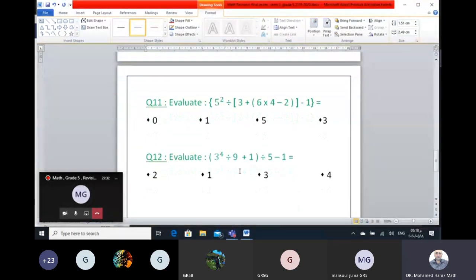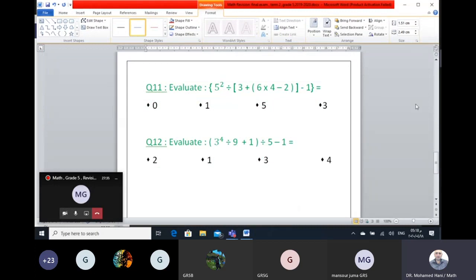Question 11. Evaluate means find the value. We have this mathematical expression with many operations. Wait, please. Here we have 5 exponent 2 divided by brackets: 3 plus, between parentheses, 6 multiplied by 4 minus 2. And here we have minus 1. Now try to find the answer.